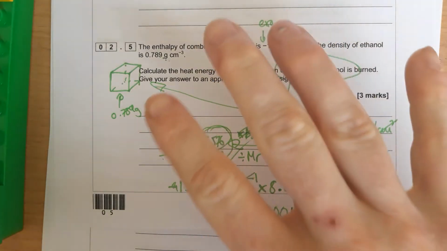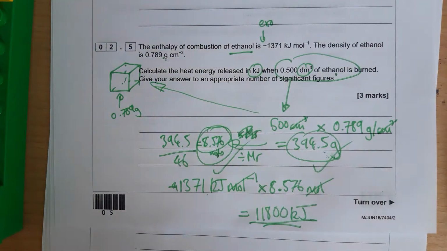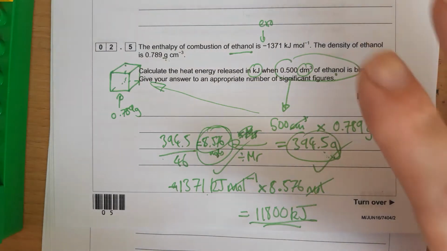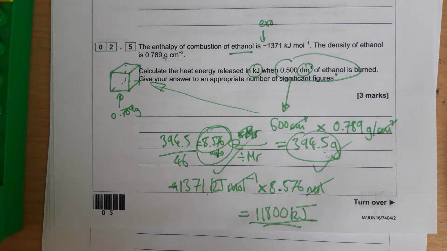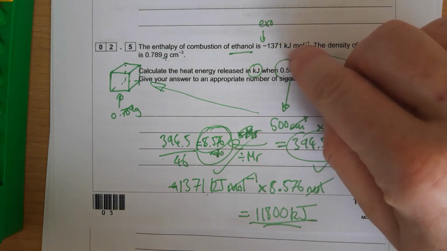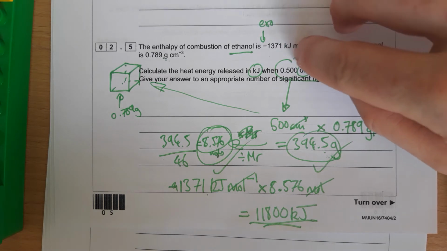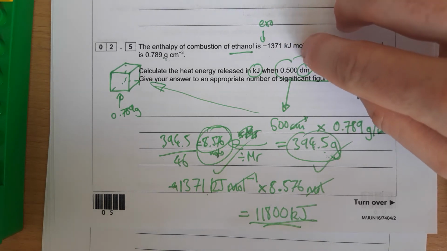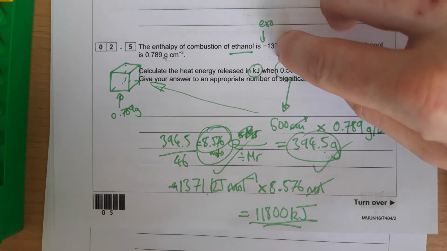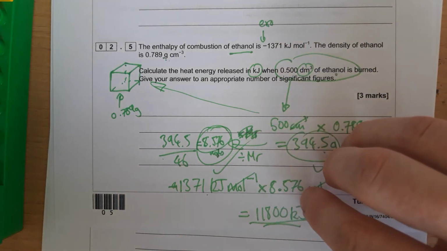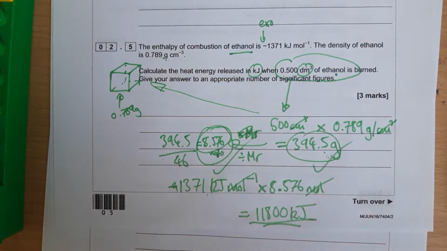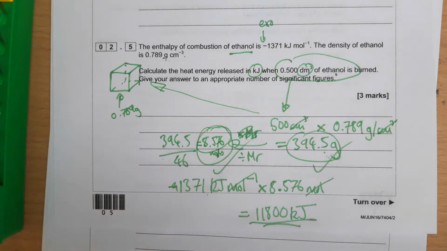So don't get confused about density. Maybe seek out as many density questions as you can, because they're not that hard. But I know that a lot of people will have struggled, because you're just seeing all these numbers. You've got kilojoules per mole, which says if you burn a mole, it's this many kilojoules. So you need to work out how many moles you've got, because if you burn 2 moles, you'll give out twice as much energy. If you burn 8.576 moles, you'll give out 8.576 times as much energy.